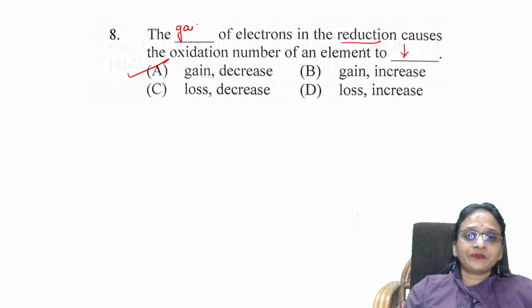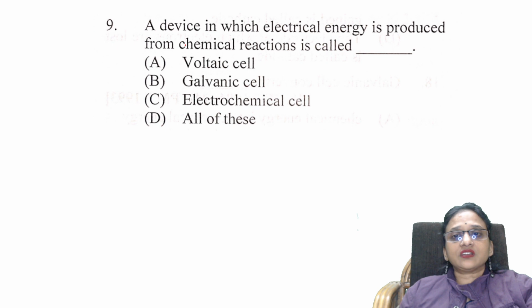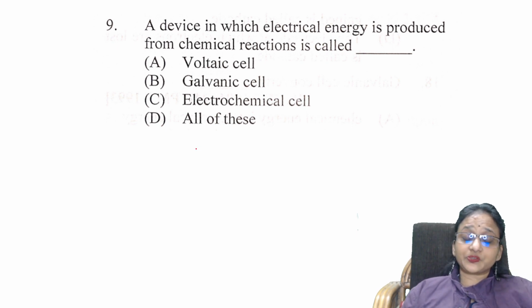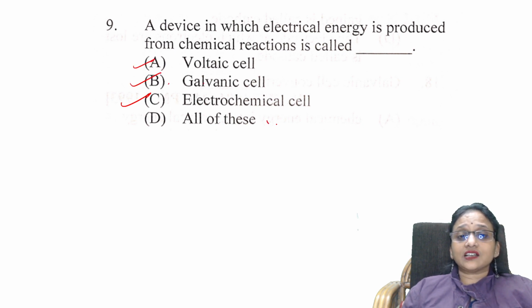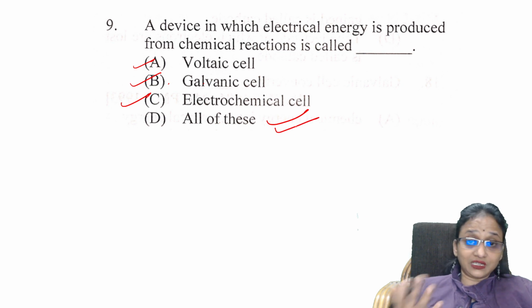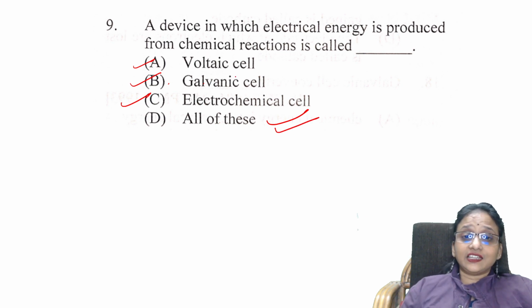Right, students, easy. A device in which electrical energy is produced from chemical reactions. Okay, just see. Electrical energy from production, it is nothing but an electrochemical cell. It is an example of a galvanic cell. It is an example of a voltaic cell. So the correct answer is all of these. In an electrochemical cell, both electrical energy and chemical energy are involved, isn't it, students?